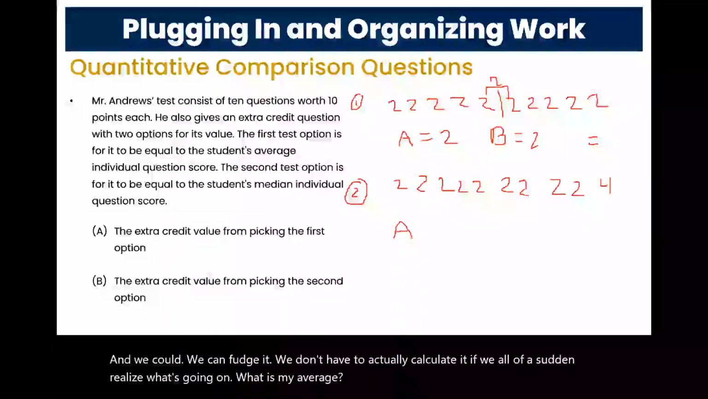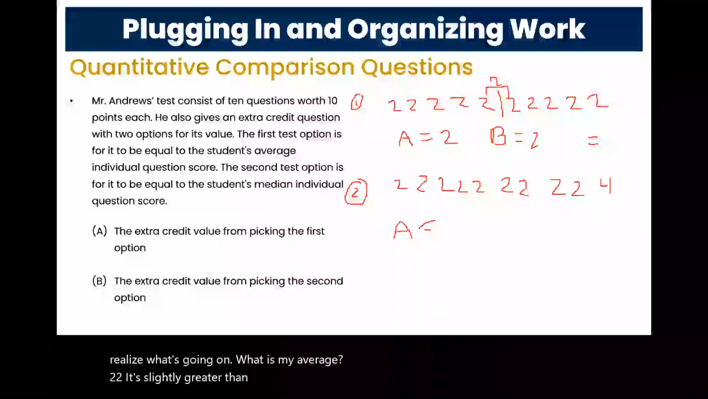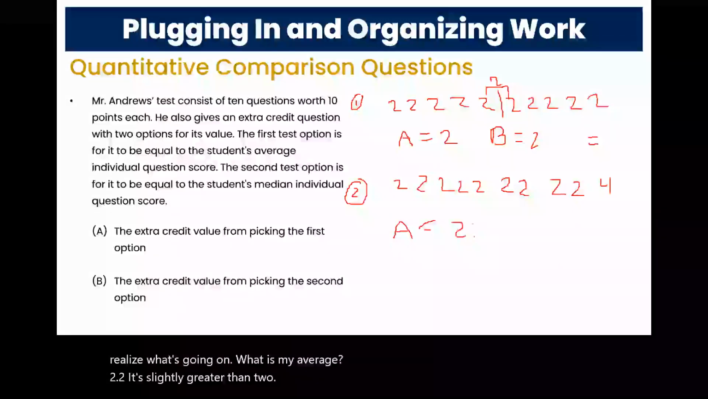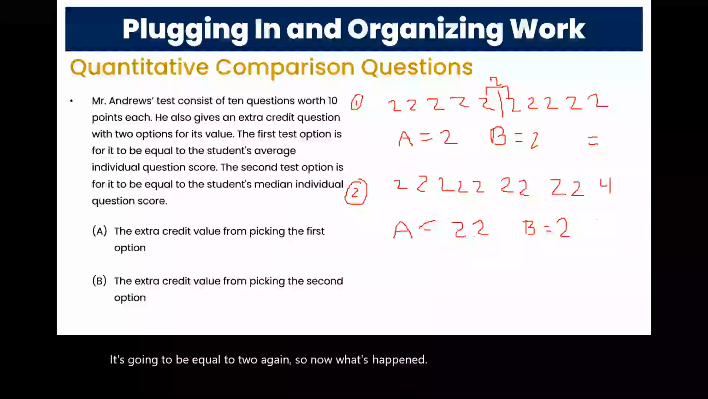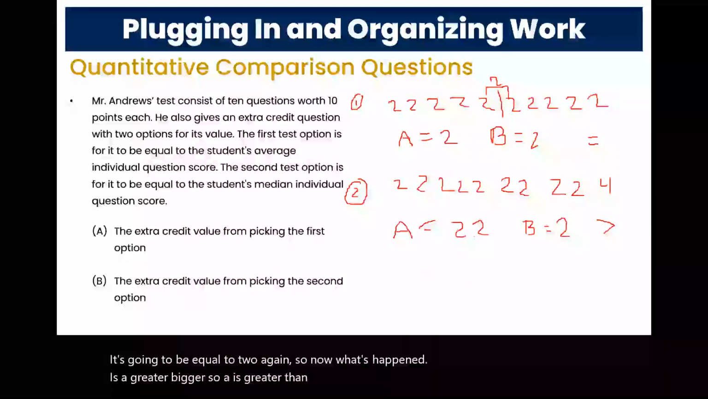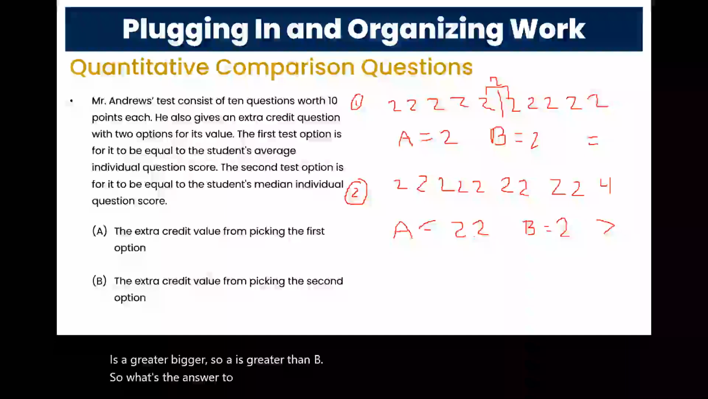2.2. It's slightly greater than 2. What is my median? It's going to be equal to 2 again. So now what's happened? Is A greater, B greater? So A is greater than B. So what's the answer to my question?